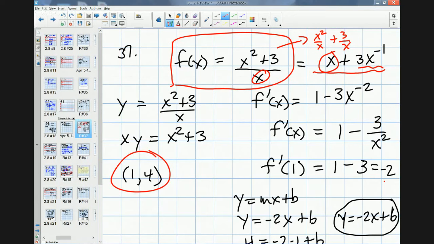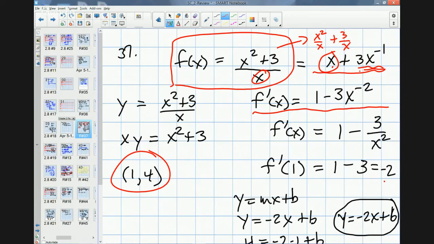Well, now, not a very hard derivative. Chain rule. The derivative of x is... not chain rule, excuse me. Power rule. Derivative of x is 1. The derivative of 3x to the negative 1, power rule, negative 1 times 3 is negative 3, x reduced power by 1. Here's our general derivative.